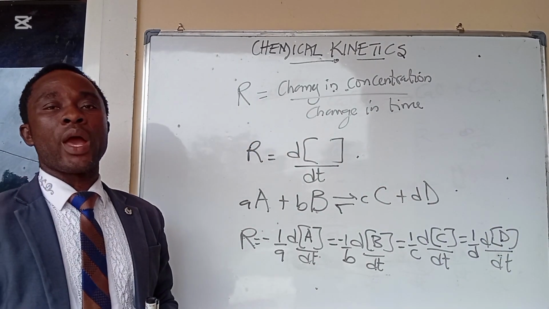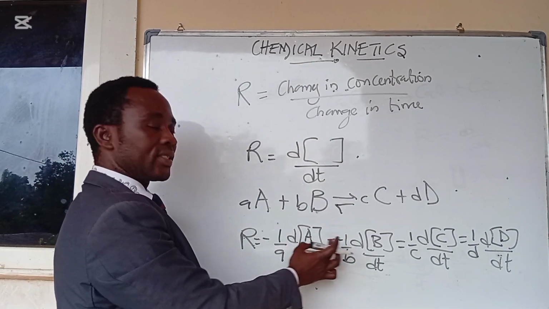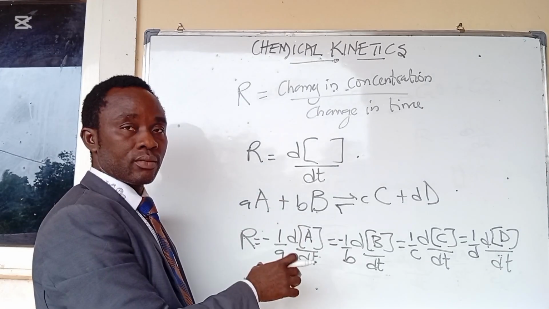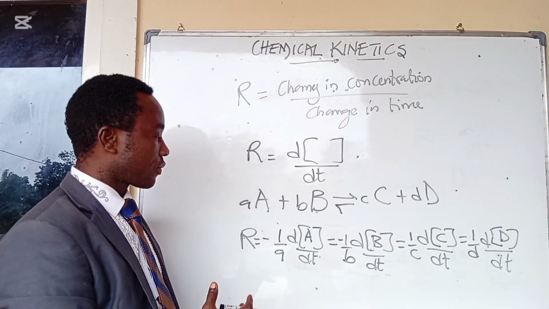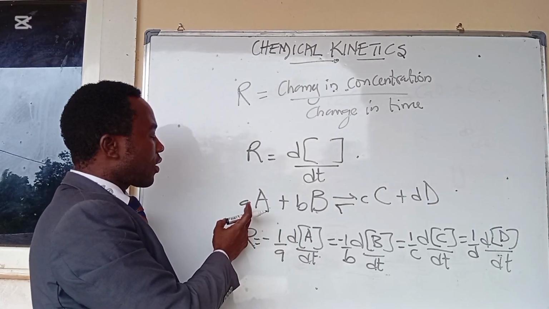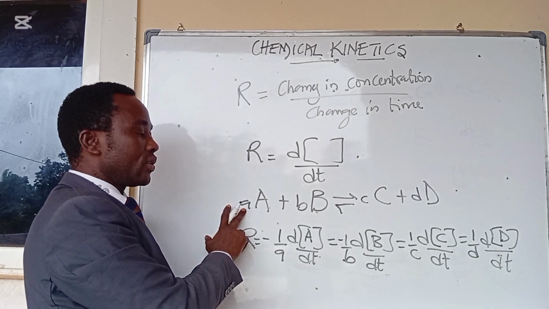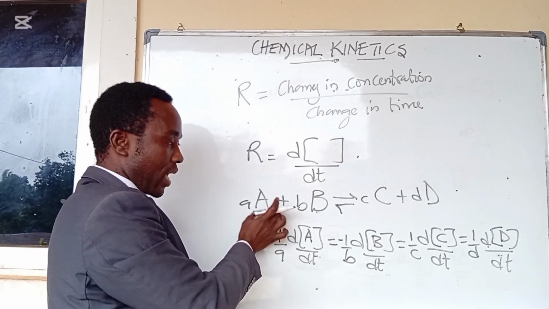So you can see that when we are writing rate for the reactants, the rate is carrying negative to show that there is a decrease in concentration. That means the final concentration is smaller than the initial concentration. And when doing that, you take the inverse, 1 over, of the stoichiometric coefficient of that reactant.